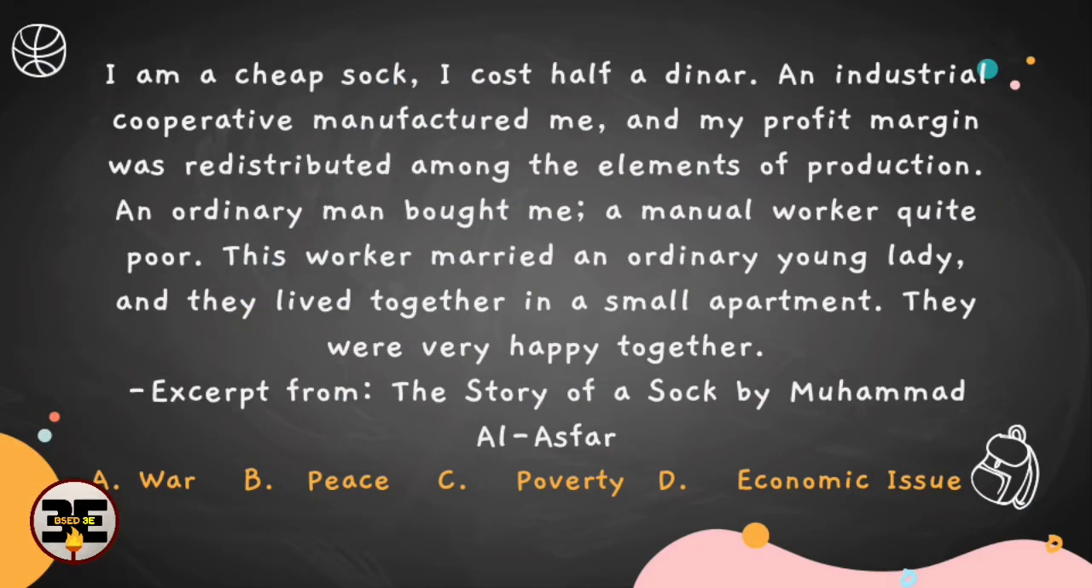I am Majid. So, I cost half a dinar. An industrial cooperative manufactured me, and my profit margin was redistributed among the elements of production. An ordinary man bought me, a manual worker quite poor. This worker married an ordinary young lady, and they lived together in a small apartment. They were very happy together. An excerpt from The Story of a Sock by Muhammad al-Asfar.